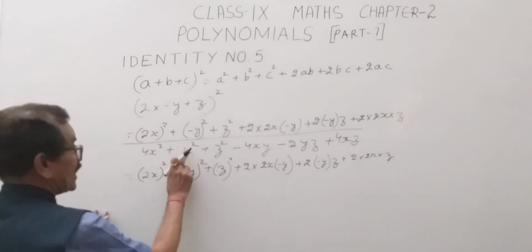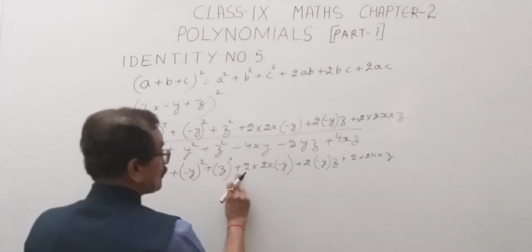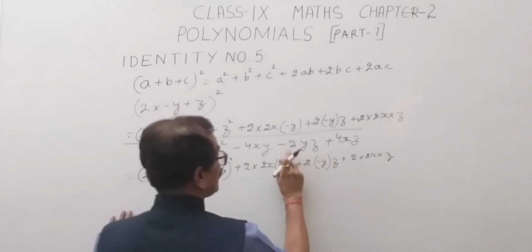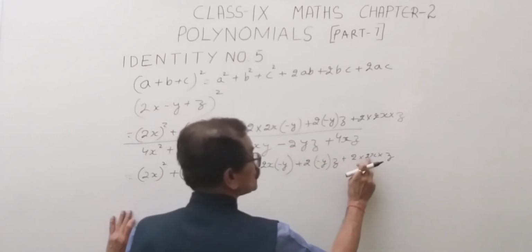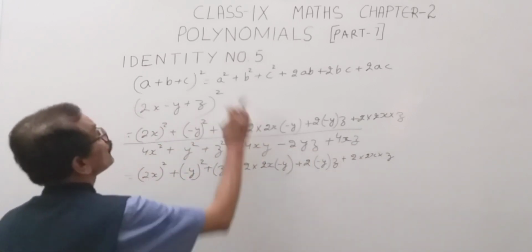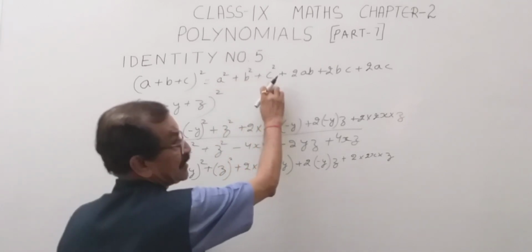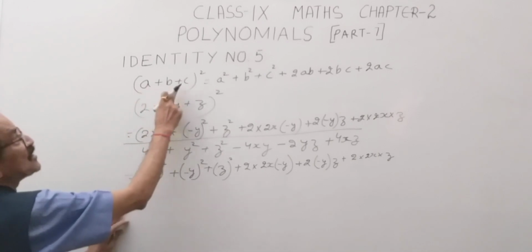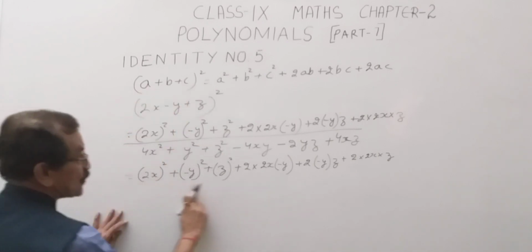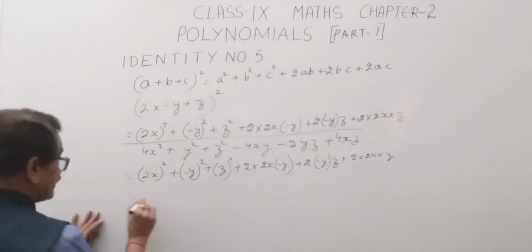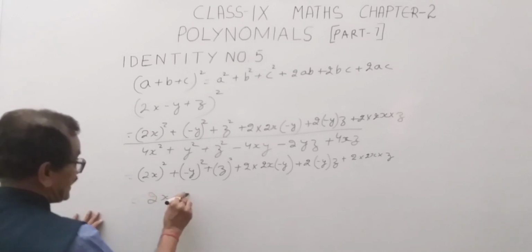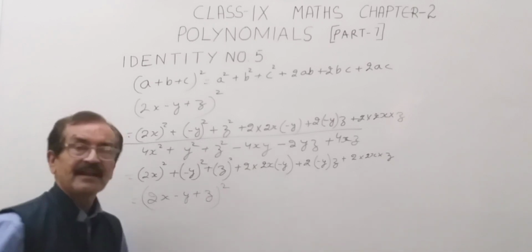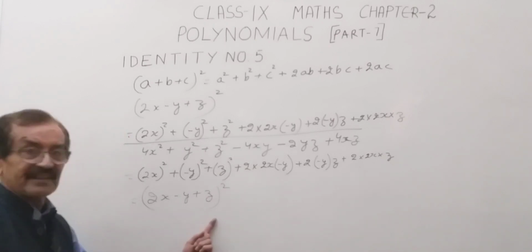4x square, y square, z square, plus into minus, minus 4xy, plus into minus, minus 2yz, and 2 times 4xz. So for a square plus b square plus c square, plus 2ab plus 2bc plus 2ac, if I can write (a plus b plus c) whole square, then for these terms, I can write (a minus b plus c) whole square. And then it is factorized.